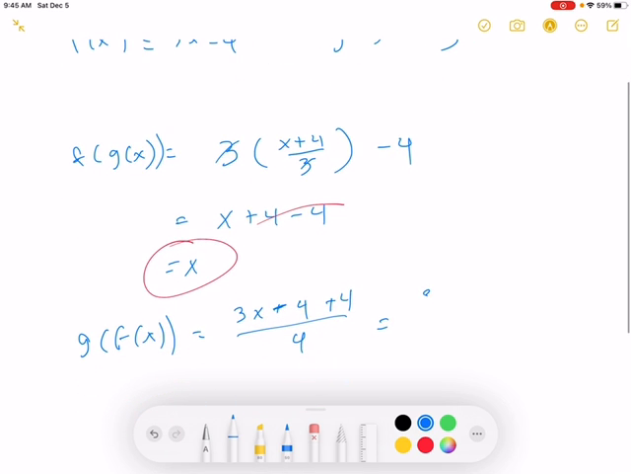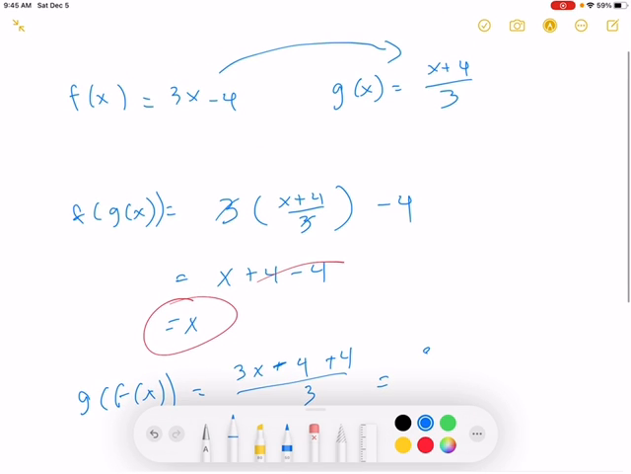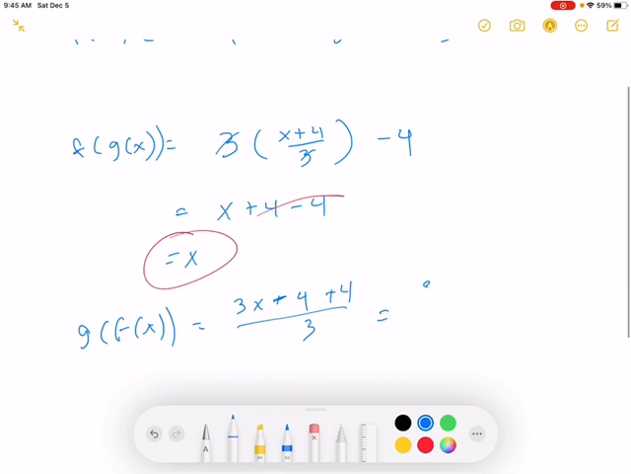The bottom one, it's a 3. If you notice g, the denominator is a 3. So the 4's cancel, and then 3 divided by 3 is just x. Since on both compositions you got x when you simplified everything, that means that they are inverses of each other. That's question C.